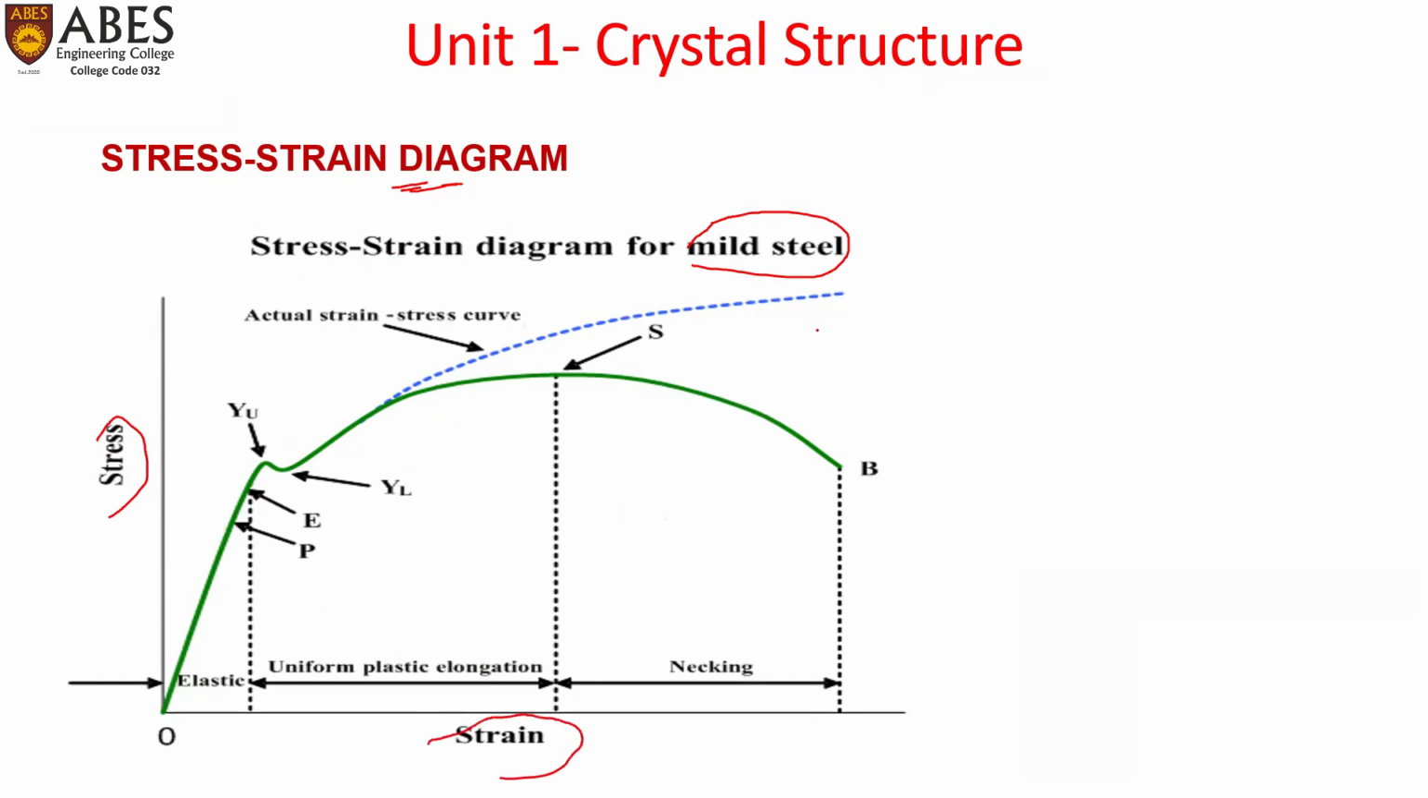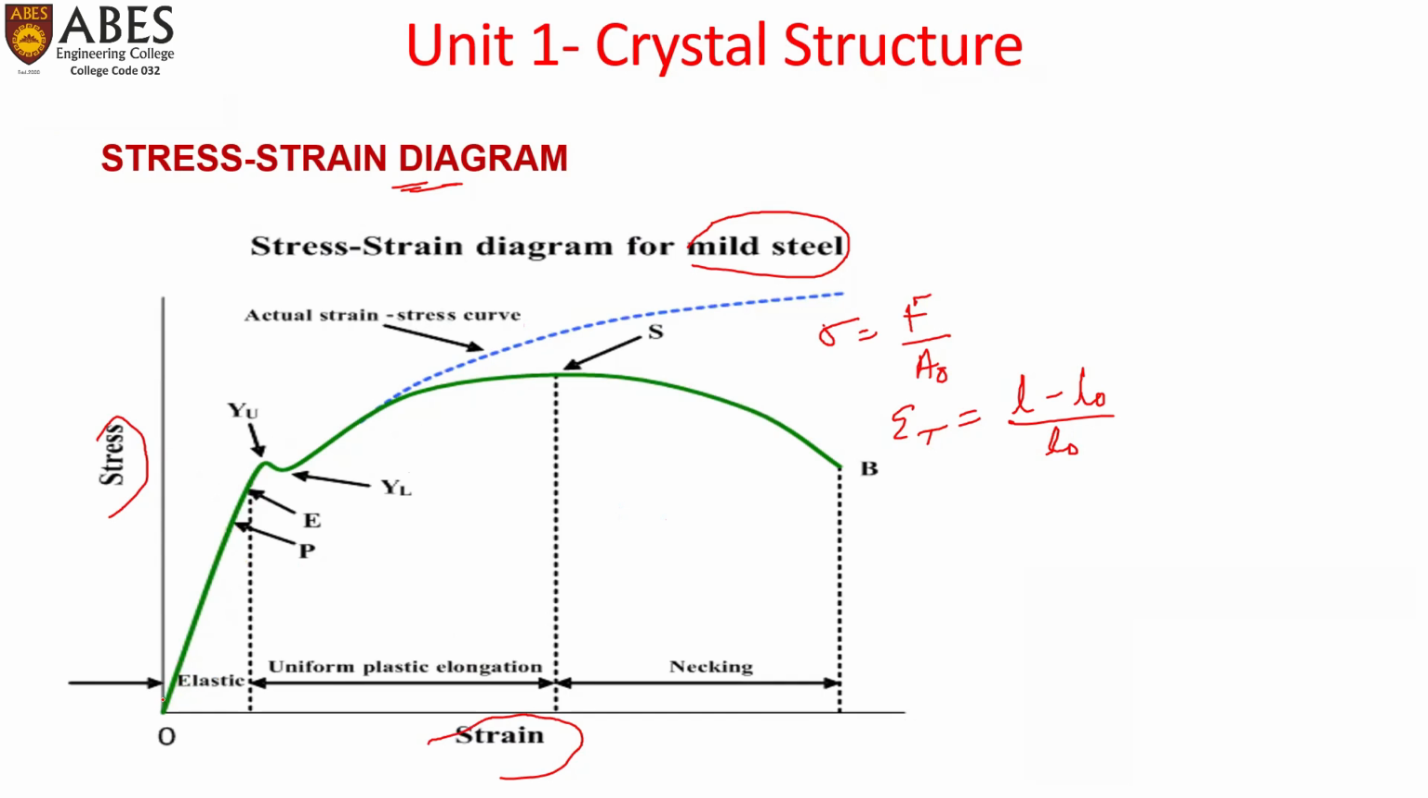where we have already seen stress, sigma, equals F, the applied force, upon A0, the area of the original cross section, and strain, epsilon, equals L final length minus L0 initial length, upon initial length. So these are plotted against the x and y axes, stress and strain. Then a typical stress strain curve for a mild steel specimen under tensile loading is shown here.